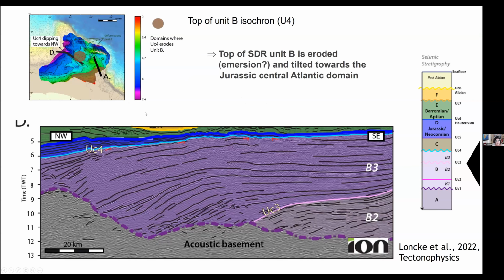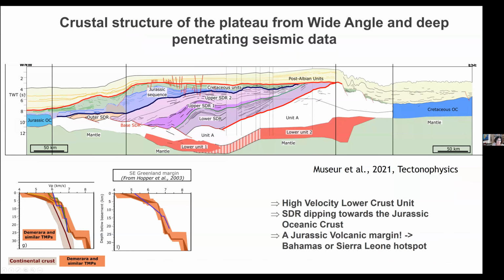More recently, we had a very nice image of the Demerara Plateau using wide-angle and deep penetrating seismic data. So you see here the result of this approach. You see that the Demerara Plateau is made of several units. A lower unit in red here, which is a high velocity unit, above which you find here unit A, which corresponds to our basement included body. And above that, you see here the extrusive system made of SDRs, all dipping toward the central Atlantic domain.